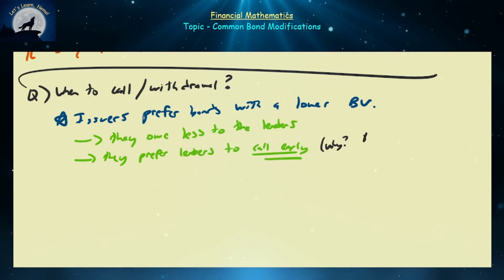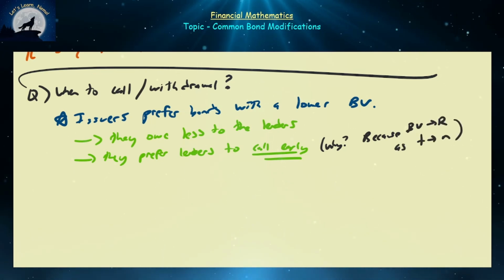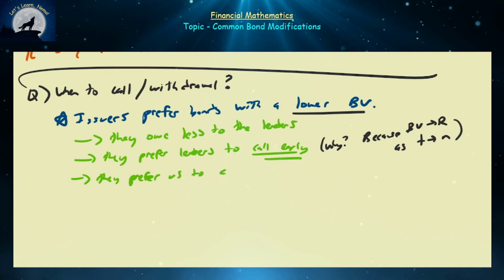Well, one obvious reason is because the book value gets closer to R as t gets closer to n. And we prefer lower book value. So using that sequence of logic, that means we prefer our lenders to call early. That's when our book value is less, because as t gets closer to n, BV gets closer to R, right? It increases to R, which they do not want. So in continuation, what does that mean? So they prefer us to call.